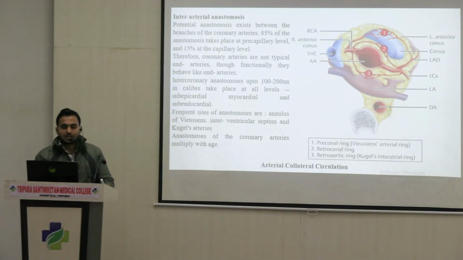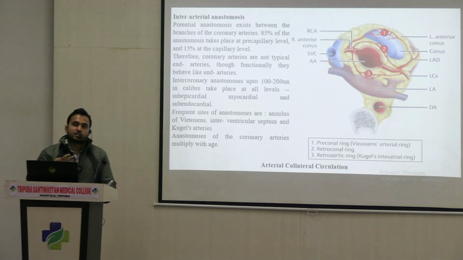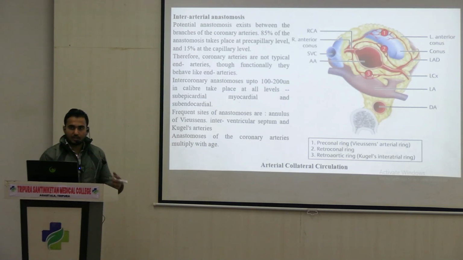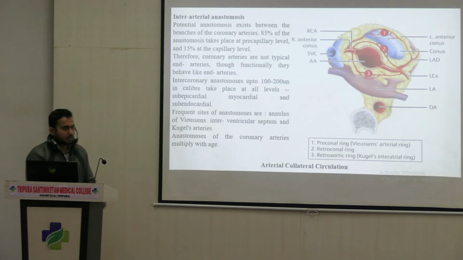This is the classification of interarterial anastomosis. Now the major sites where the anastomosis are taking place, as you can see in this diagram. So three major sites are there. First of all, the pre-coronal ring, that is the Vieussens'. Already I have mentioned the Vieussens' anastomosis. That is the pre-conal ring.